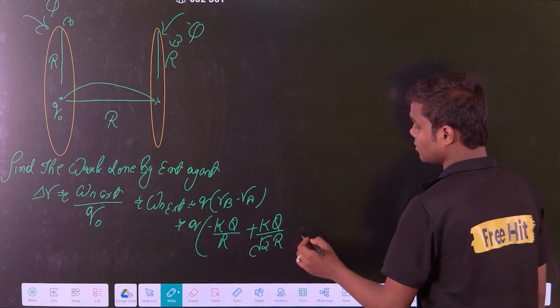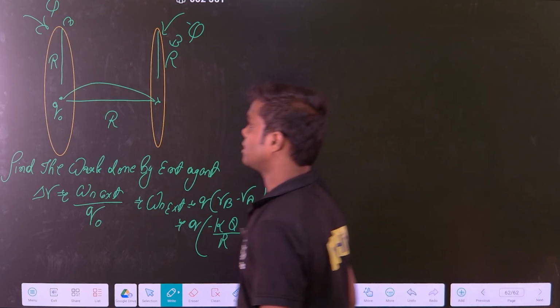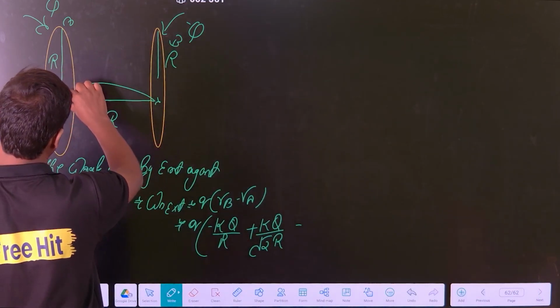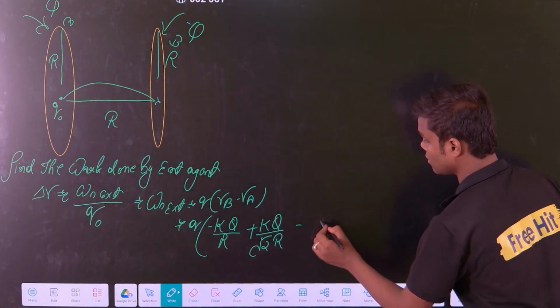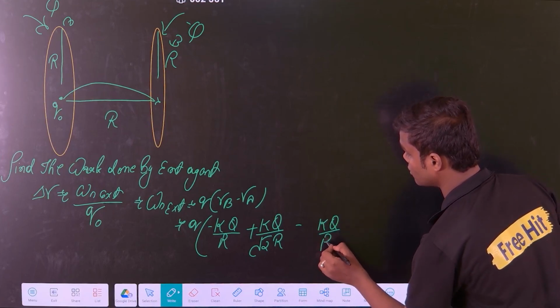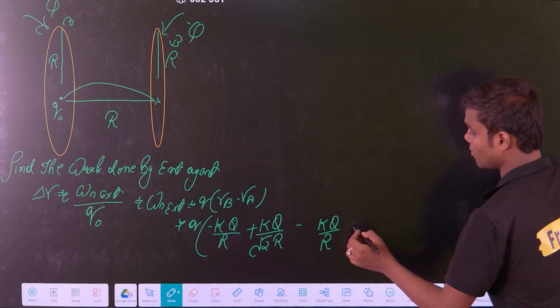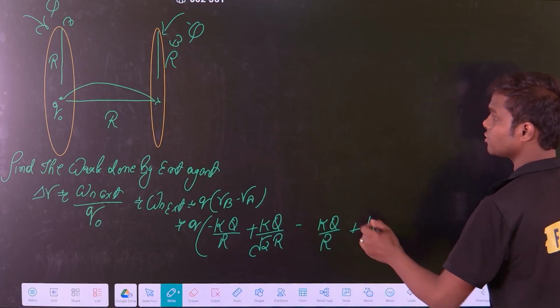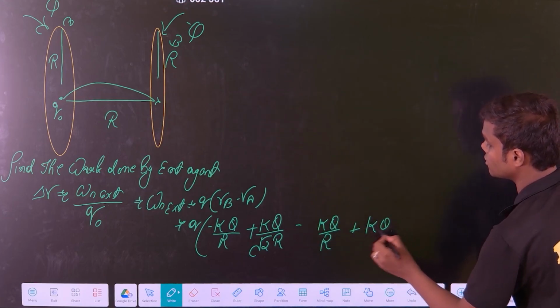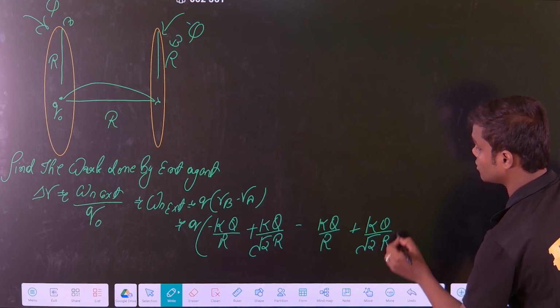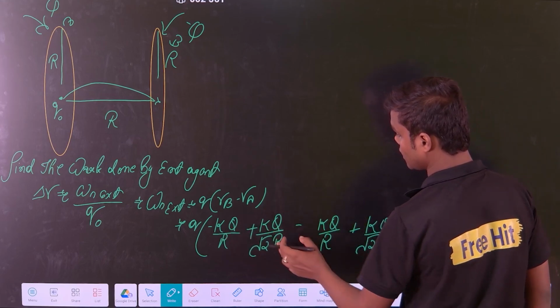Now potential at A means the potential here, which is the center of this ring also, so this will be kq by r. Then due to the other ring it will be an axis point, and the charge is minus q, so it will become plus kq by root 2r. So this quantity will be added and this quantity will be added.